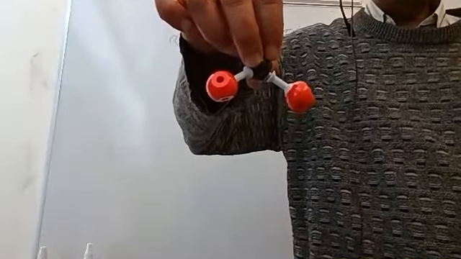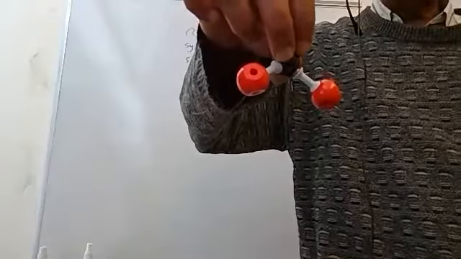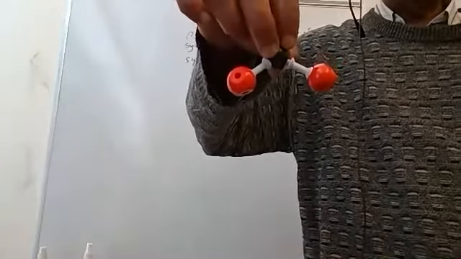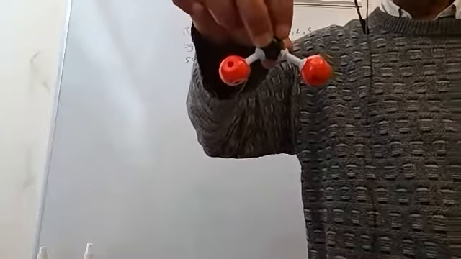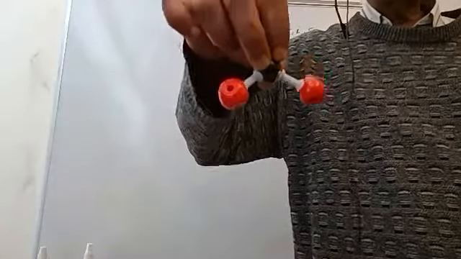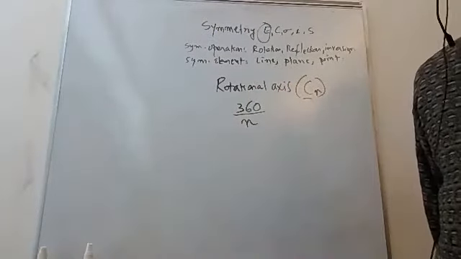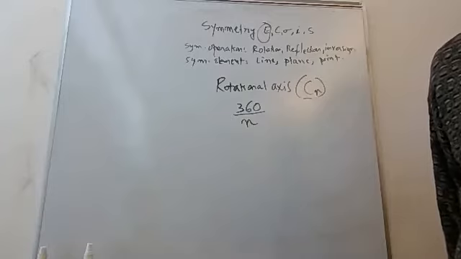So if you rotate this by 180 degrees, and you get a form that is indistinguishable, what should be the n value here? Go back to the definition. What value of n will satisfy 180 degrees?